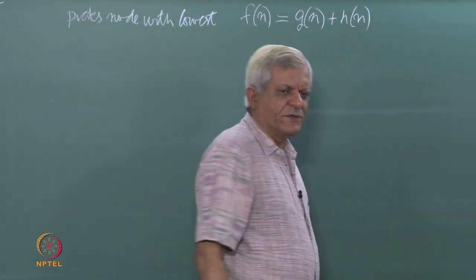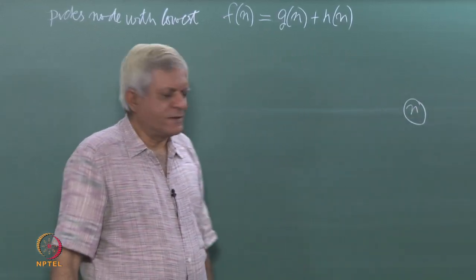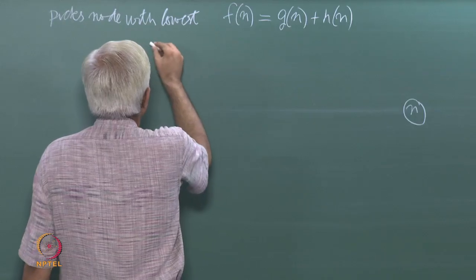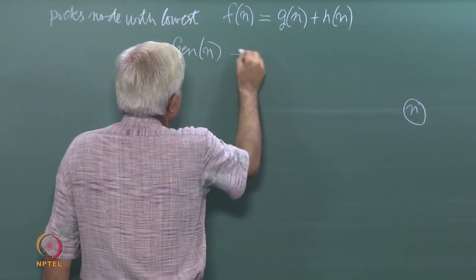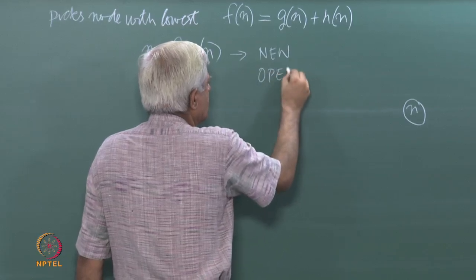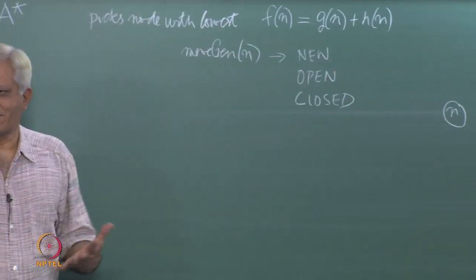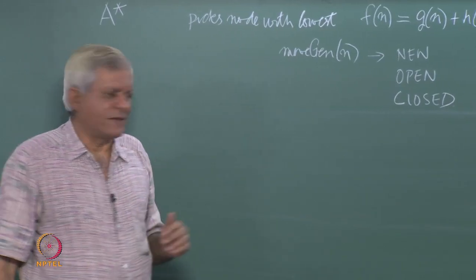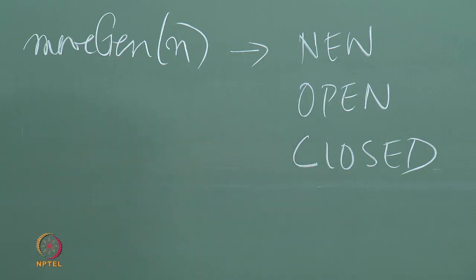Every time it generates a new node n, it gets 3 different kinds of children. So, when we say move gen, it gives new nodes, it gives nodes on open, and it gives nodes which are already on closed. So, when you expand a new node, which means you call the move gen function with this node n, it can generate 3 different kinds of nodes. Either they are completely new, or they are already on open, or they are on closed.